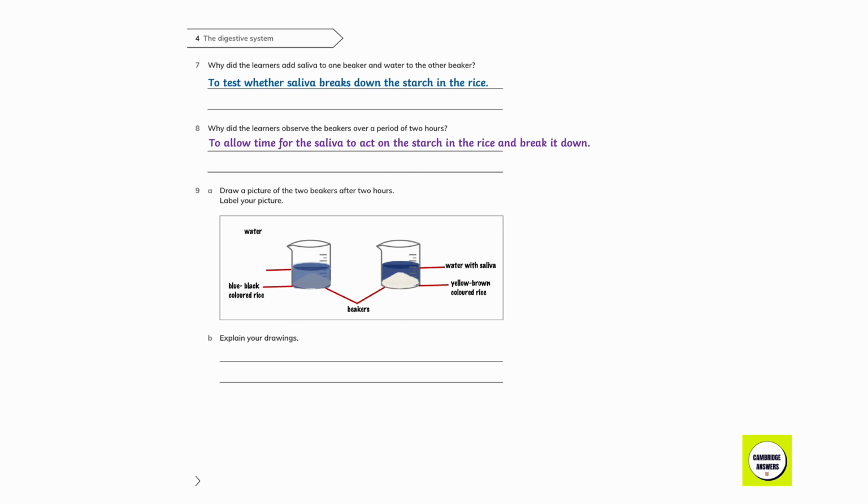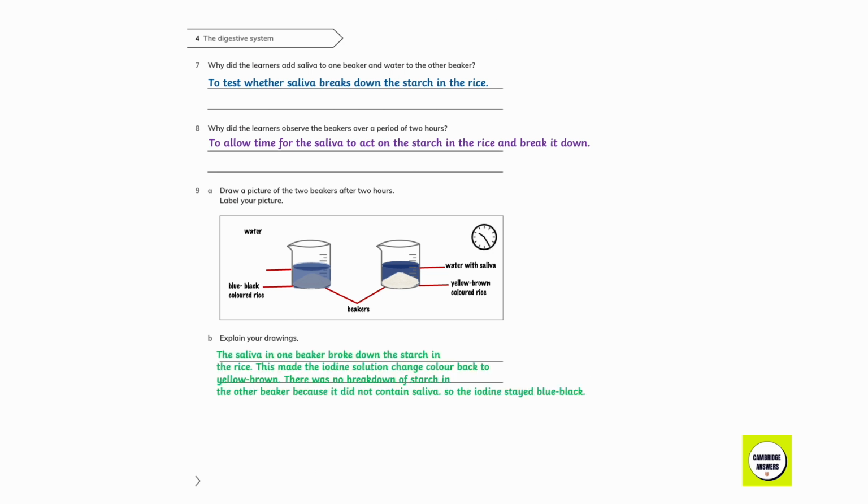Draw a picture of the 2 beakers after 2 hours. Label your picture. The saliva in one beaker broke down the starch in the rice. This made the iodine solution change color back to yellow-brown. There was no breakdown of starch in the other beaker because it did not contain saliva. So the iodine stayed blue-black.